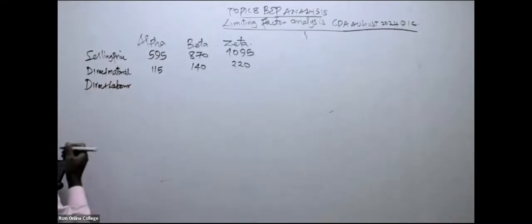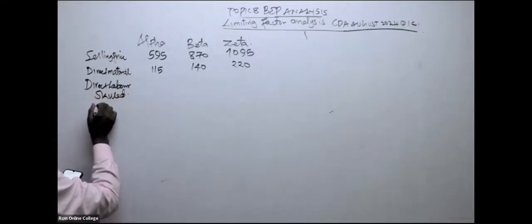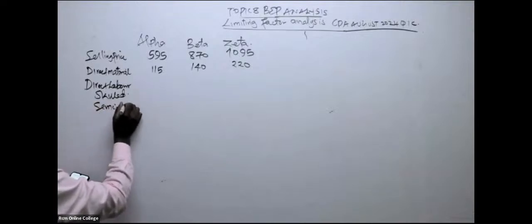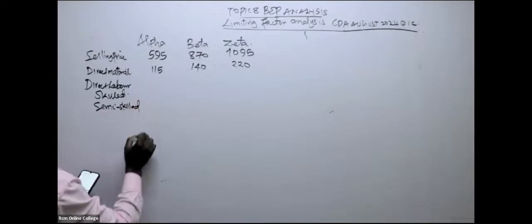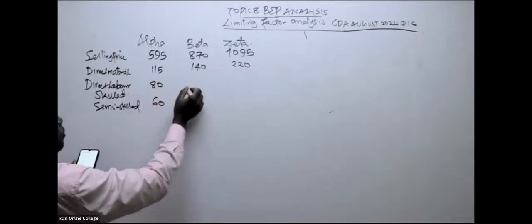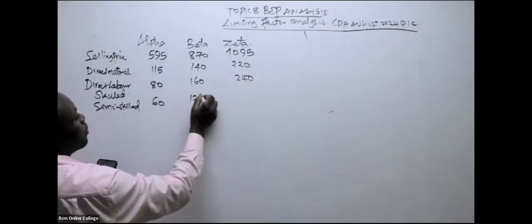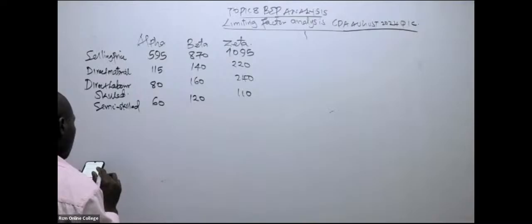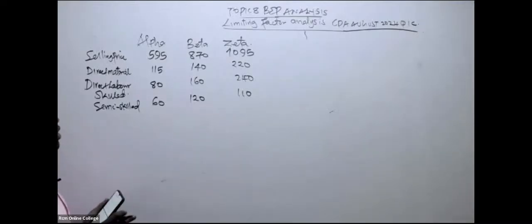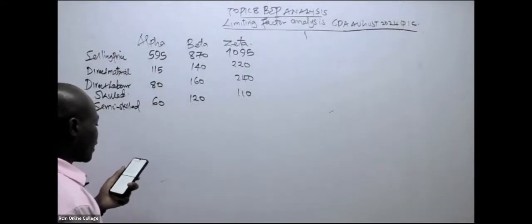But this direct labor happens to be divided into two. We have skilled, and we have semi-skilled. All of them are variable. So we have 80, 60, 160, 240, 120, 110. All those are variable costs. Now, I need to consider any other variable cost, not fixed. But of course, the examiner told us to refer to note number 1. Now, look at note number 2.